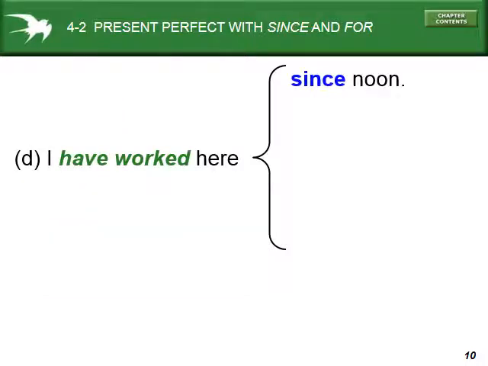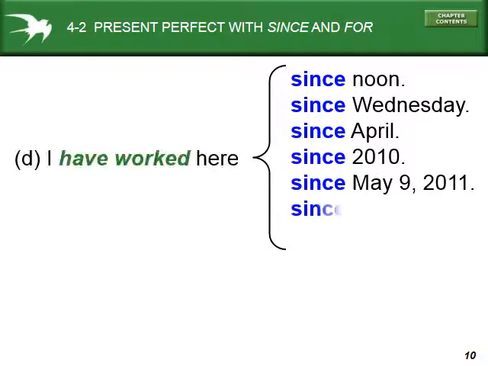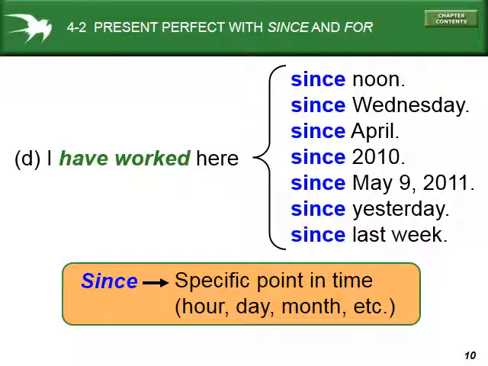So with since, what we're going to have is since noon, since Wednesday, since April, since 2010, since a specific date, since yesterday, since last week. So what follows since is always a specific point in time. So it can be an hour, a day, a month, a specific date, a week, whatever.